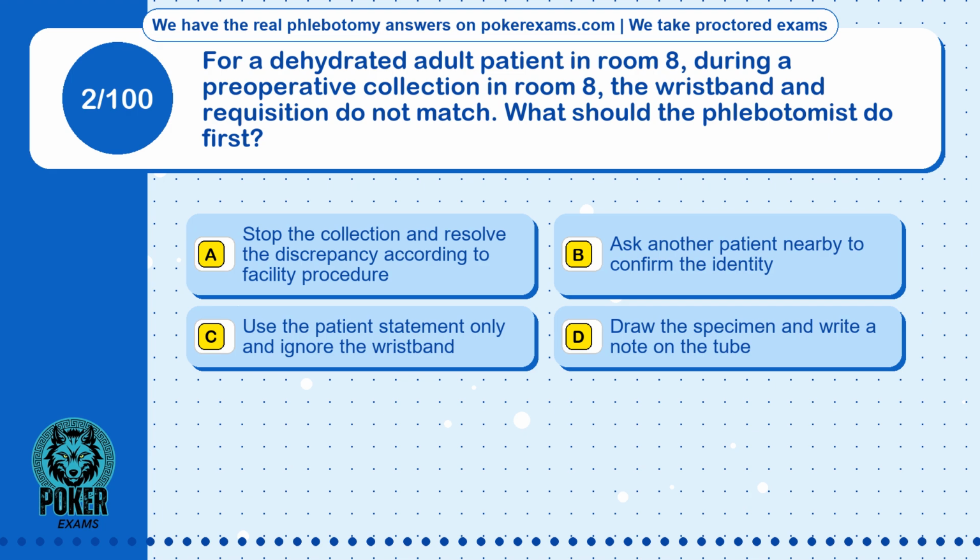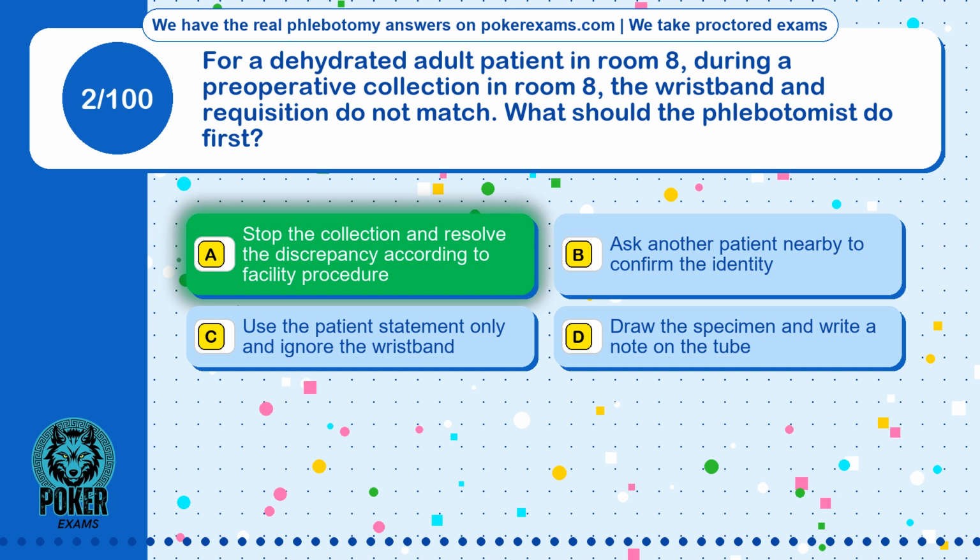Option C. Use the patient statement only and ignore the wristband. Option D. Draw the specimen and write a note on the tube. The correct answer is option A. Stop the collection and resolve the discrepancy according to facility procedure.